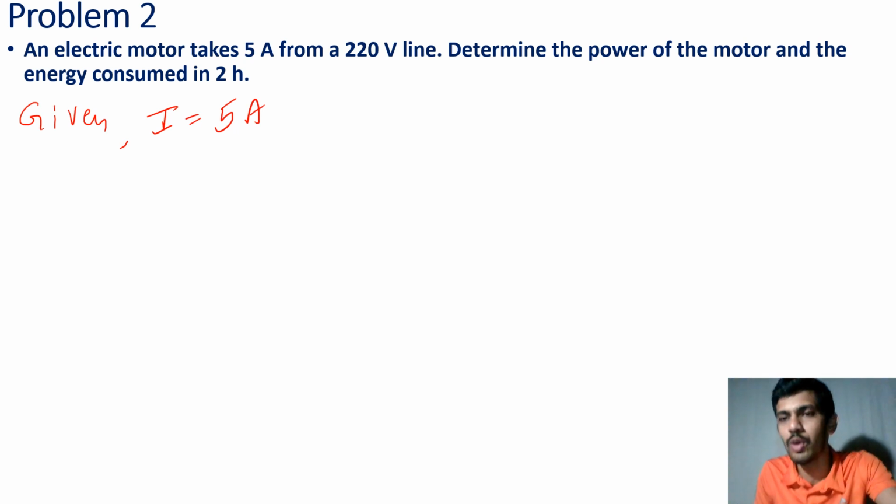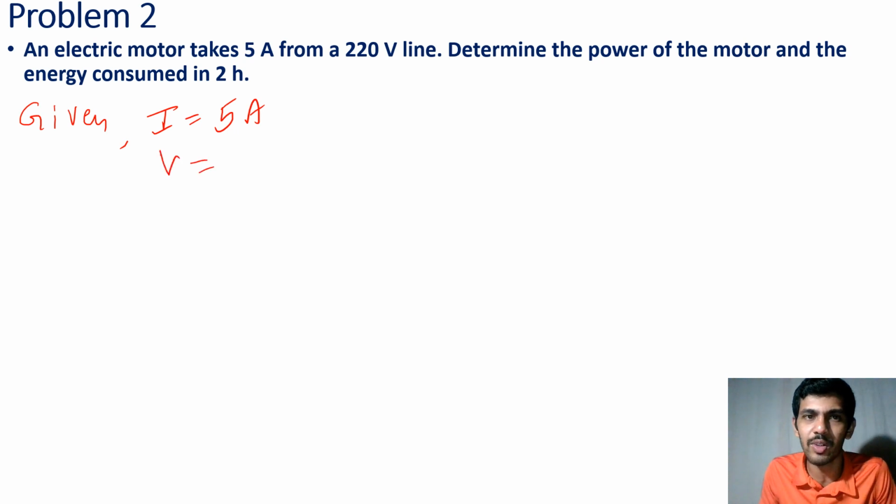From a 220 volt source. That means the voltage, or the potential difference, is given: V is equal to 220 volt. Determine the power of the motor and the energy consumed in 2 hours. That means the time is also given, that is 2 hours, and they have asked us to find out the power as well as the energy.